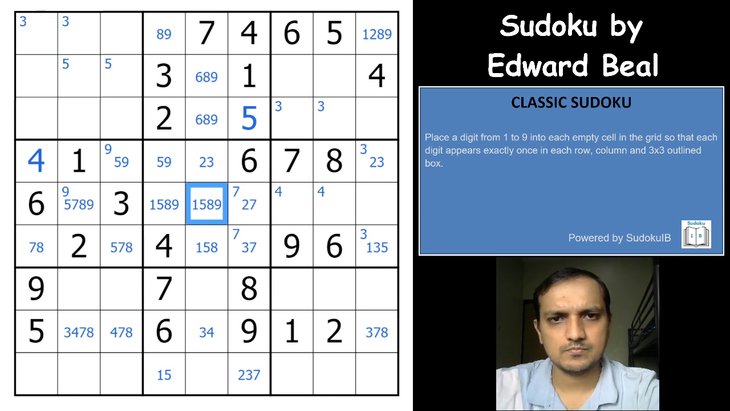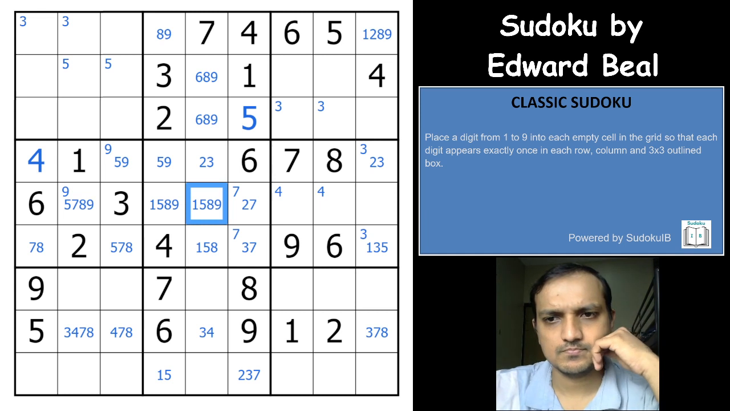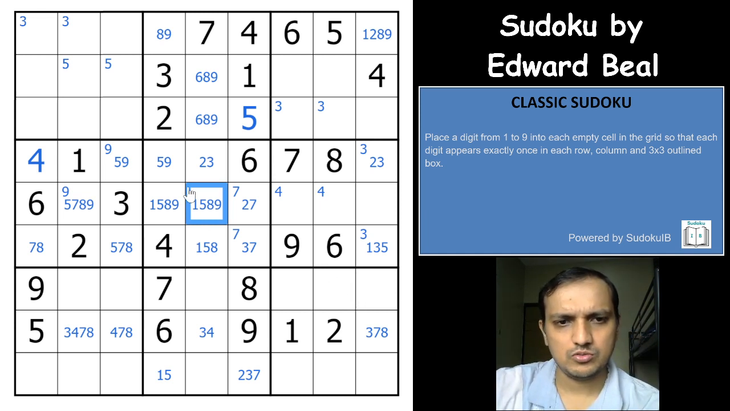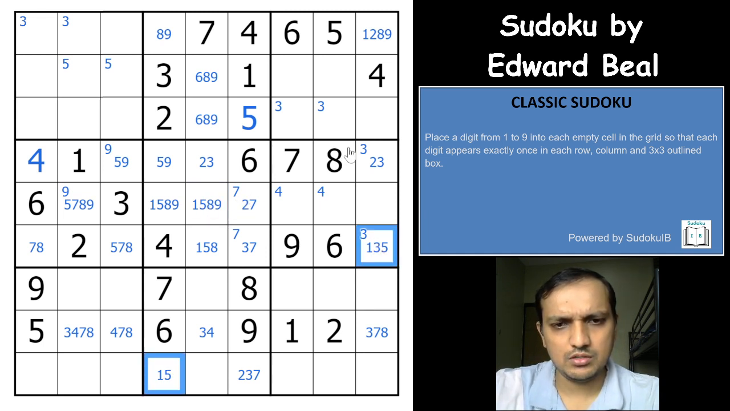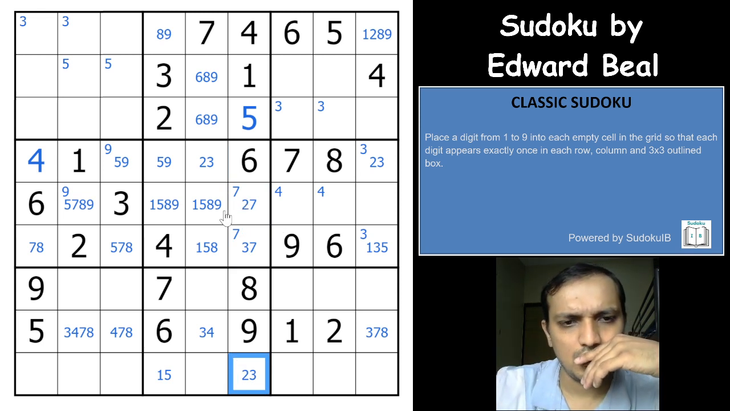Come on. So if I get a 5 here, 5 would have to be here and here. Oh, 2 3 7 is in one of these two cells, so this cell cannot be a 7. Okay. But that's what, if I have a 5 here, I would have a 5 here and here. Okay.